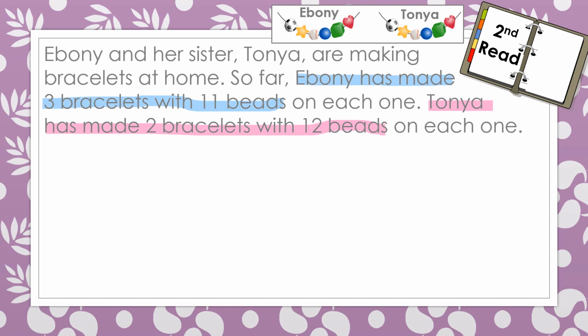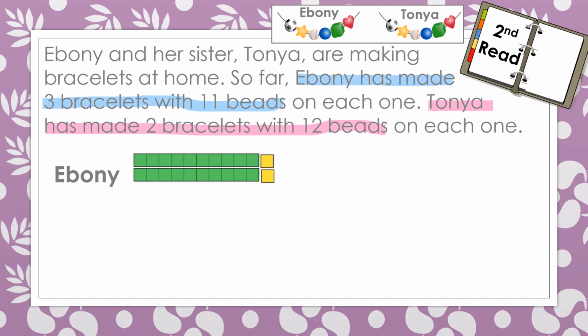Let's use a visual model to represent these quantities. I will use base 10 or number pieces to help me represent these quantities. Let's start with Ebony. Ebony made 3 bracelets with 11 beads on each one. I can think of this as 3 groups of 11. I can make 11 using a 10 and a 1. So now I have 3 groups of 11 being represented by the base 10 pieces.